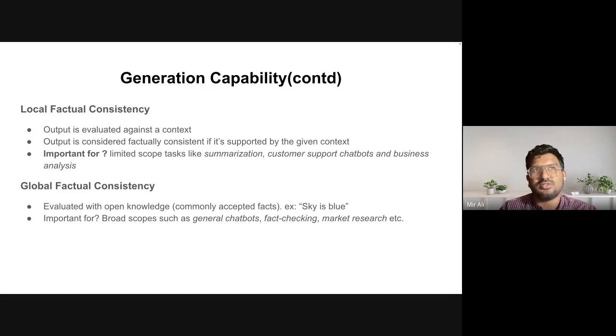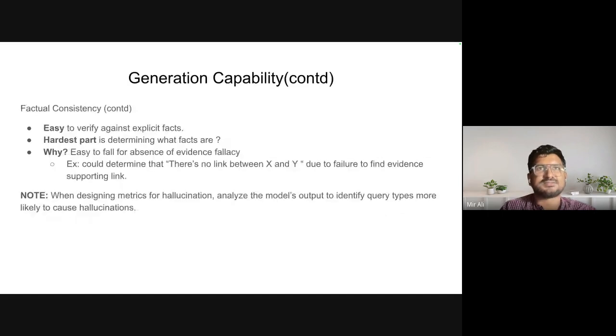Another thing is global factual consistency. These are things where it's a well-known fact. We don't need a context, as it is open knowledge. For example, the sky is blue, the ocean is blue, soil is brown. These kinds of known facts are what fall under global factual consistency, and we expect the models or the solution to be right. These can be important for general chatbots, fact checking, and market research.